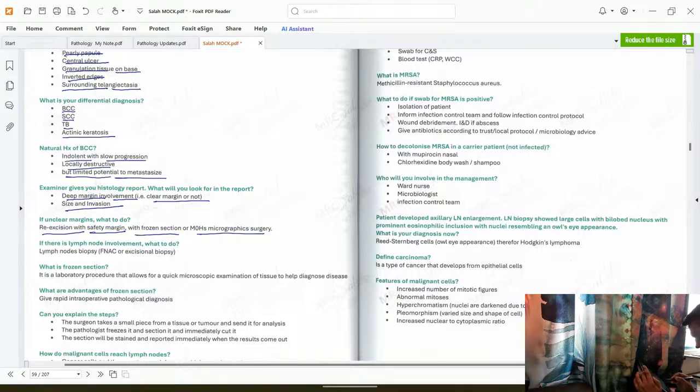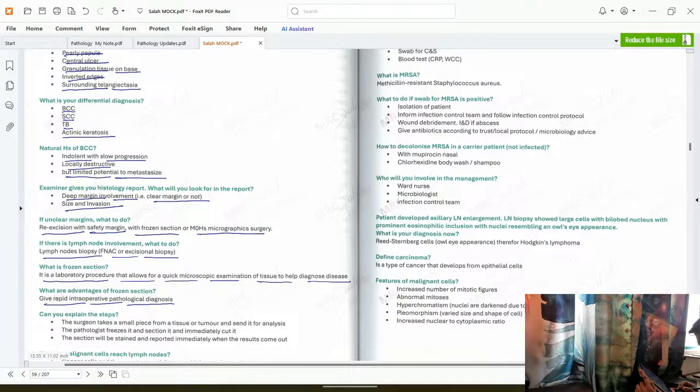If there is lymph node involvement, what to do? Lymph node biopsy, FNA or excisional biopsy. What is frozen section? It is a laboratory procedure that allows rapid microscopic analysis of a specimen. Advantage: it gives a rapid intraoperative pathological diagnosis.